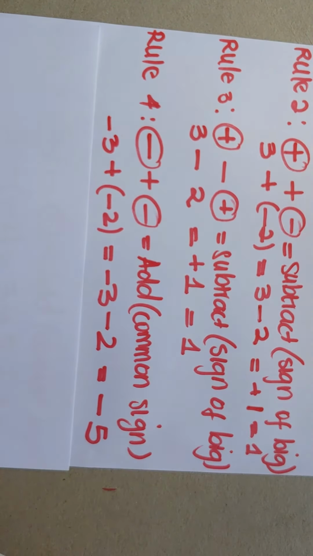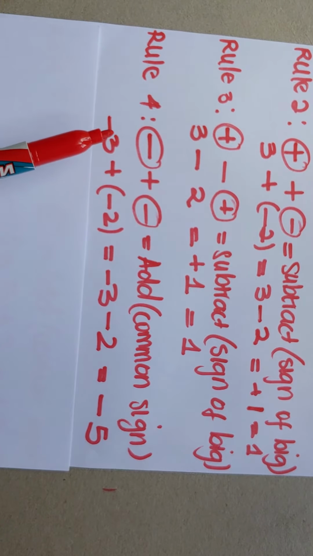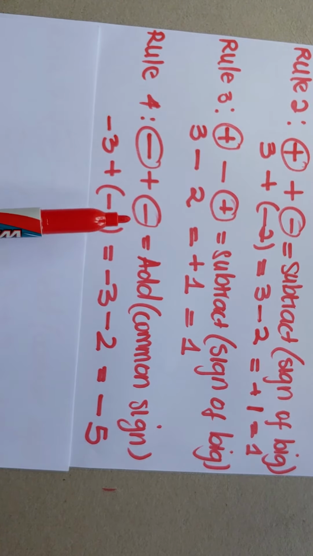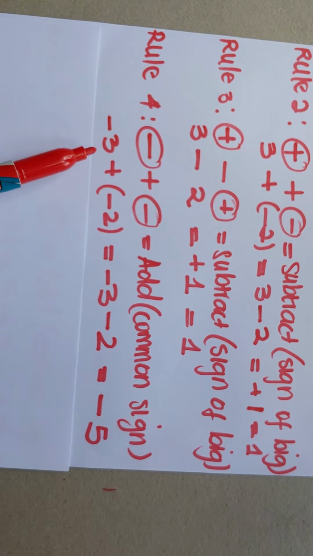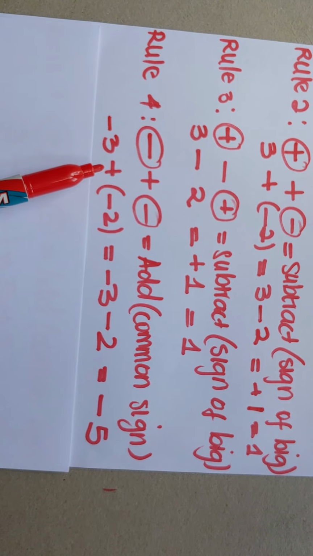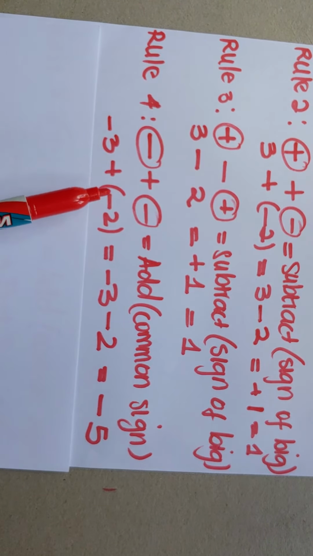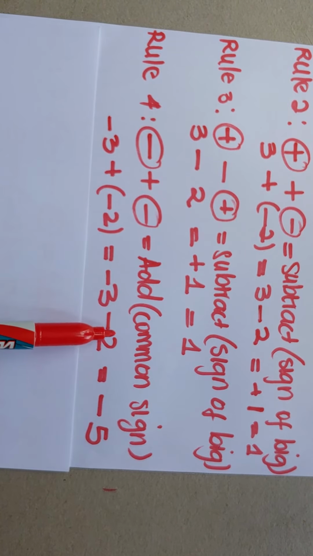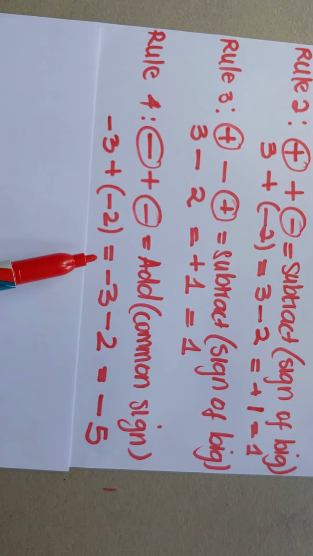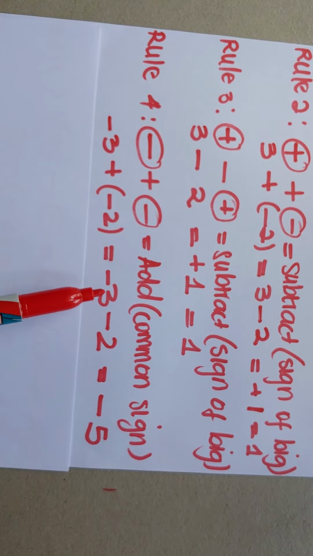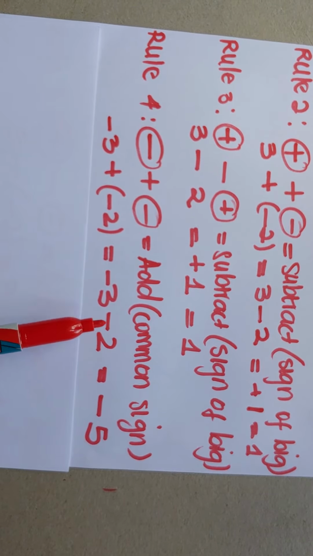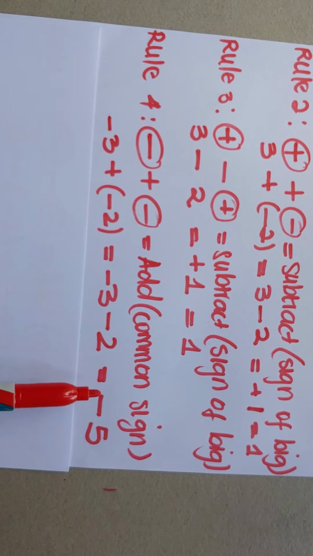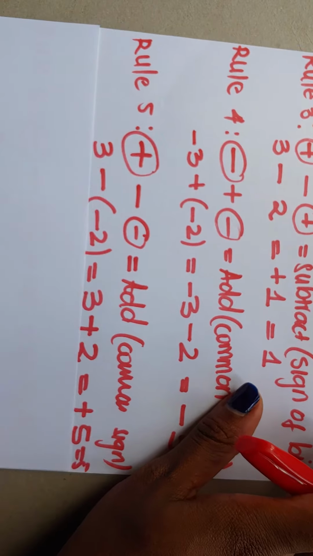Rule number 4, when you add a negative and a negative, you also add and you take the common sign. So it's minus 3 plus, positive times negative, which is negative 2. So it's minus 3 minus 2. When you add 3 and 2, you get 5. The sign that is common is negative. So it becomes negative 5.